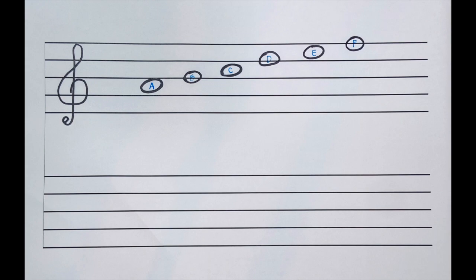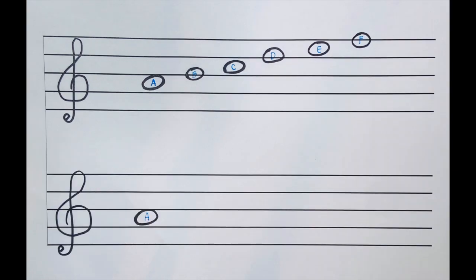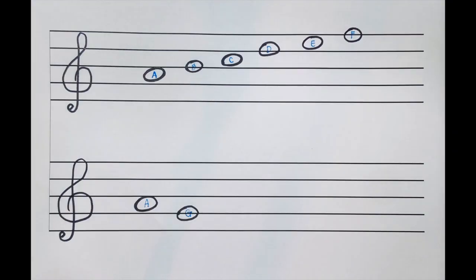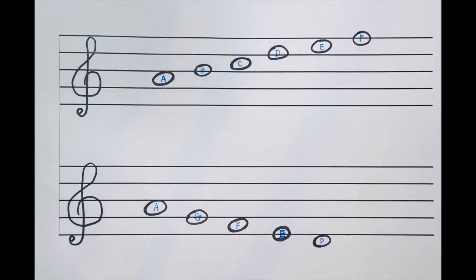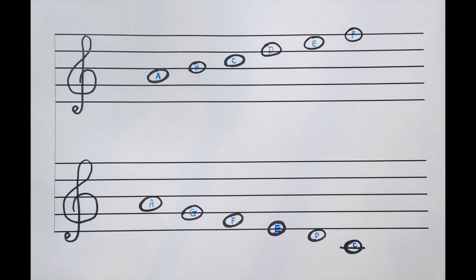Notice how the pattern of the location of the notes is open space, line, open space, line. We're alternating between notes on a line or in an open space. Below an A is the note G, F, E, D, and C. If you need more help on the order of these notes, make sure to check out our musical scale video, which is linked in the description box below.